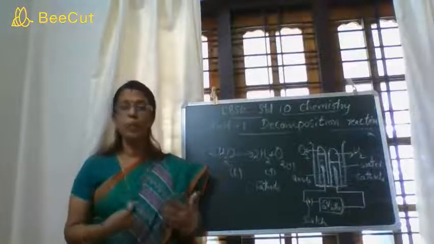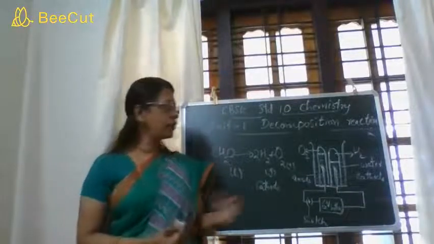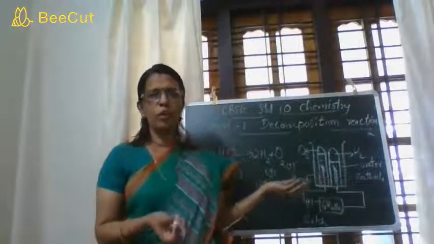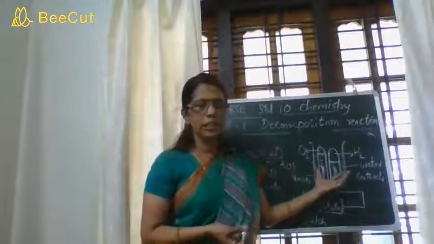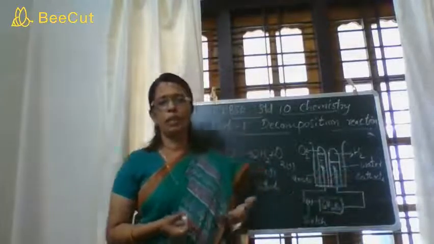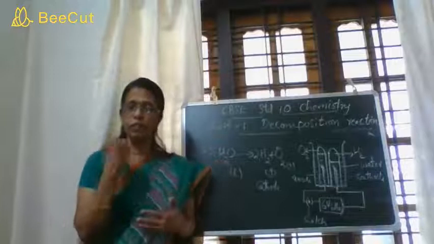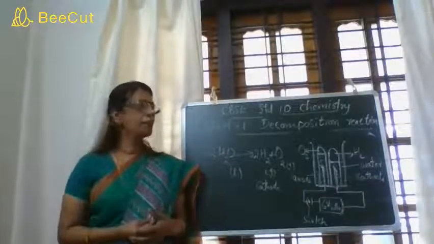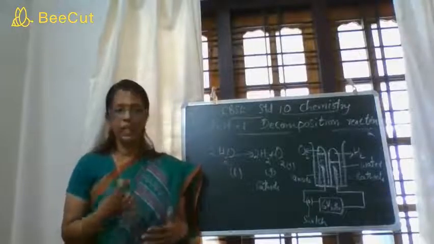That is, in order to make water a good conductor of electricity, we are adding a small amount of dilute sulfuric acid to the water taken in the beaker, for the electrolysis to take place very easily and to make the water a very good conductor of electricity.